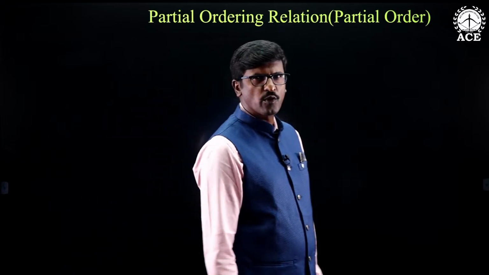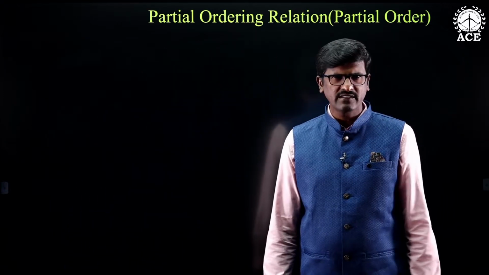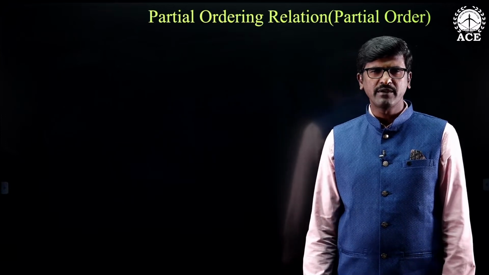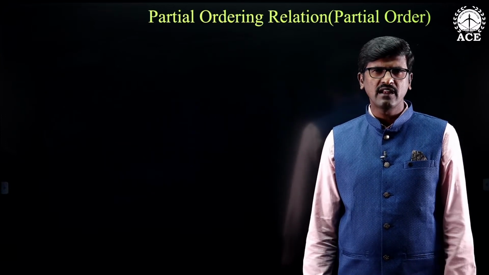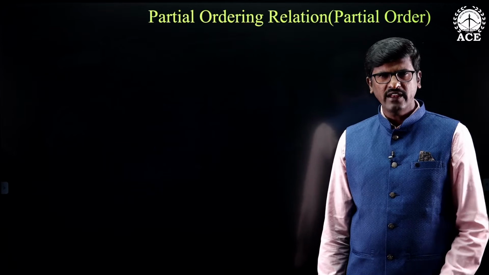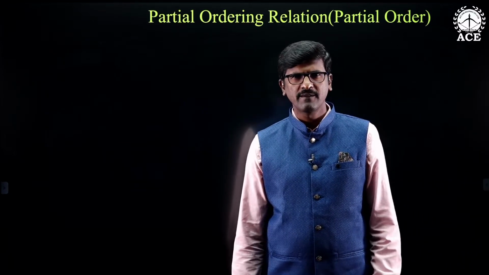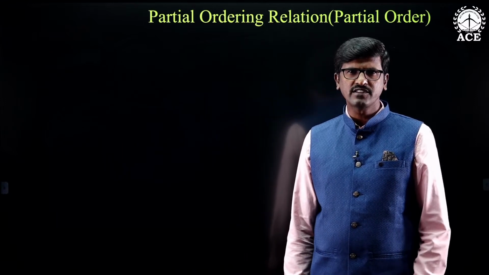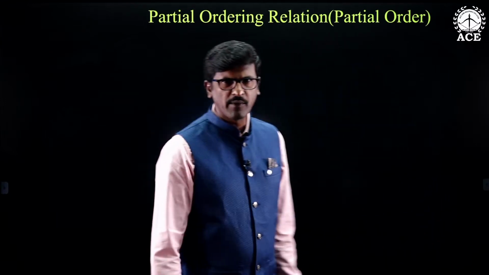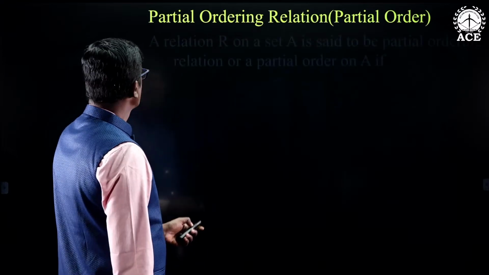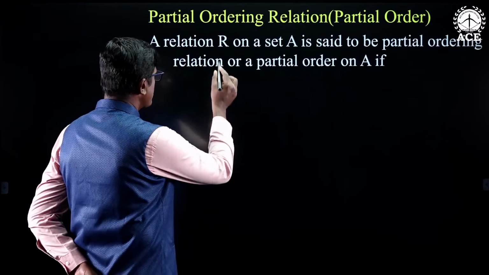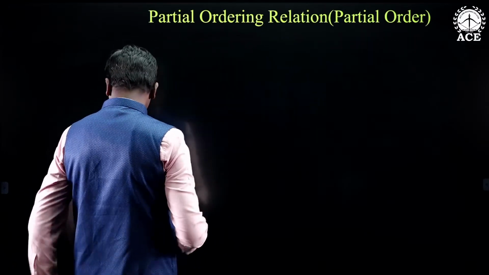And then transitive property. Transitive property means if there is a relation from A to B and B to C, then there must be a relation from A to C. If any binary relation satisfies these three properties, then it is called equivalence relation. Now we'll see what is the partial ordering relation. Here I am taking a relation on the set.